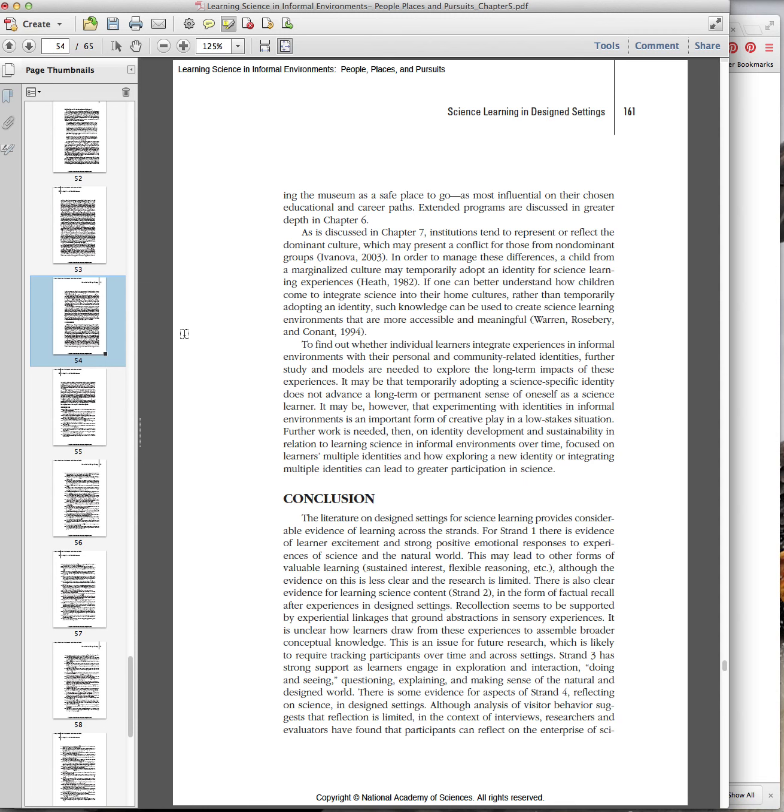they tell you about each strand. I think this is a great way to set this up. I don't think they've set it up particularly well. So I want you to read this conclusion now.